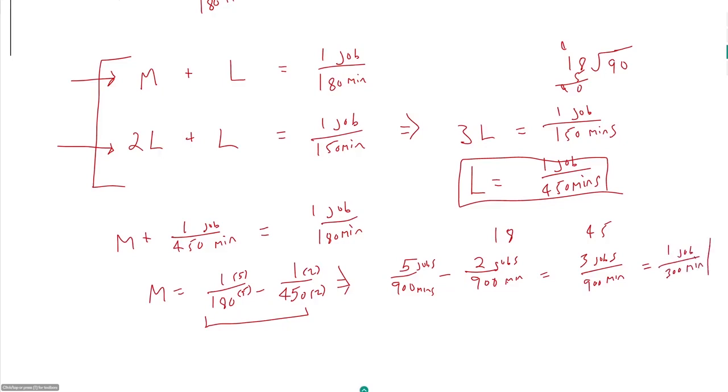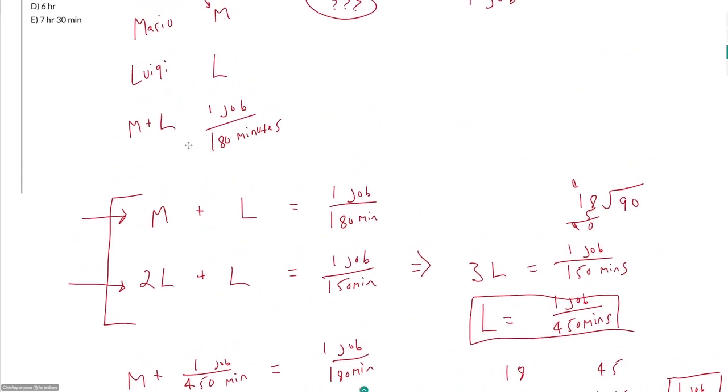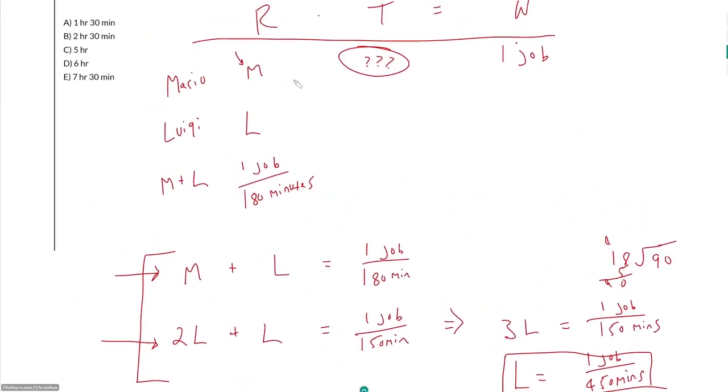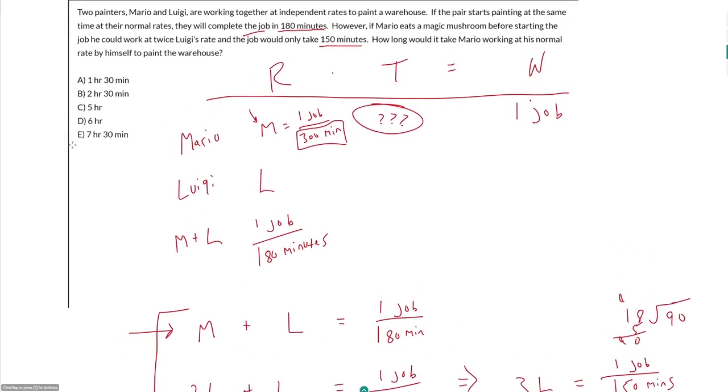You can also think of this, if you want to, as 1/300th of a job per minute, but I like this way better. And so now we don't even really need to calculate Mario's time, because we have his rate in terms of one job, which is the time we are looking for. And so really his time is just the bottom portion of our rate here. It takes him 300 minutes to paint the warehouse by himself.